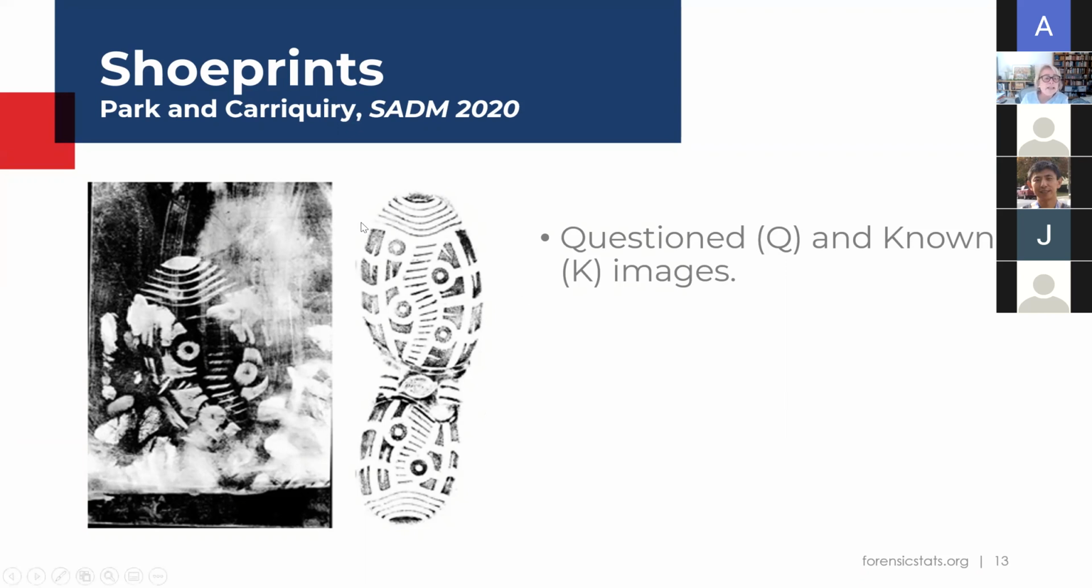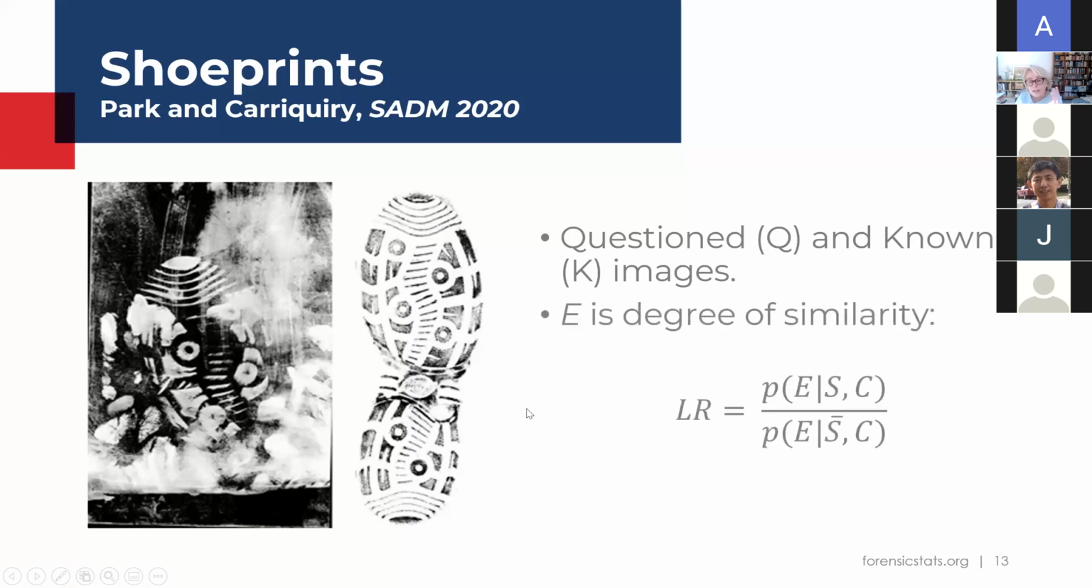But in any event, let's suppose that you have these two images to compare. Q here is the questioned image, the one you recover from the crime scene. And K might be the image with known provenance, so this may have been obtained from the bottom of the suspect's shoe. Let's suppose that I find a way, and I don't know how to do that yet, to quantify the similarity between these two images. That degree of similarity is what I'm calling the evidence.